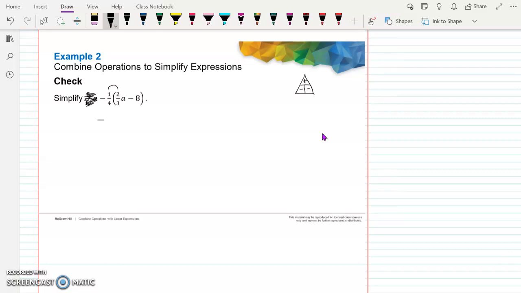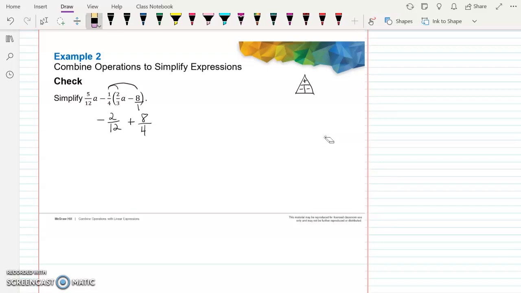A negative times a negative is a positive. A negative times a positive is a negative. So my answer is going to finish up negative. 1 times 2 is 2. 4 times 3 is 12. And then we'll multiply here. A negative times a negative is going to give us a positive answer. And then 1/4 times 8 over 1. Well, 1 times 8 is 8. 4 times 1 is 4.